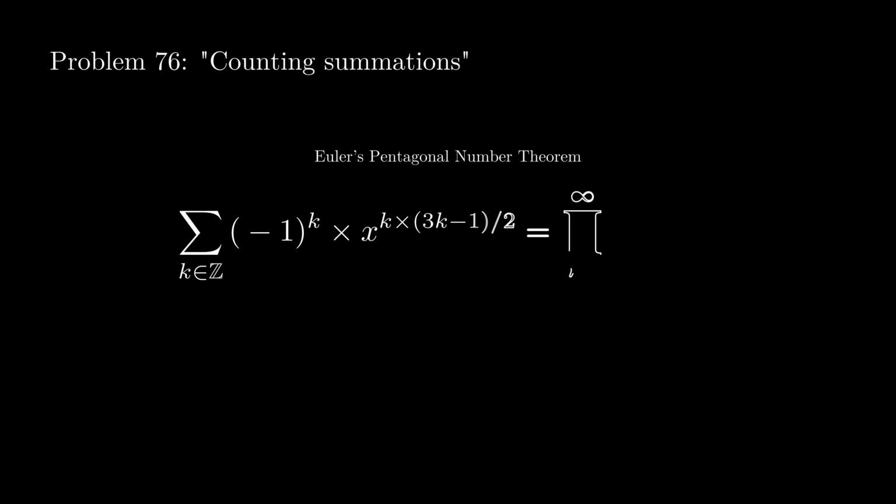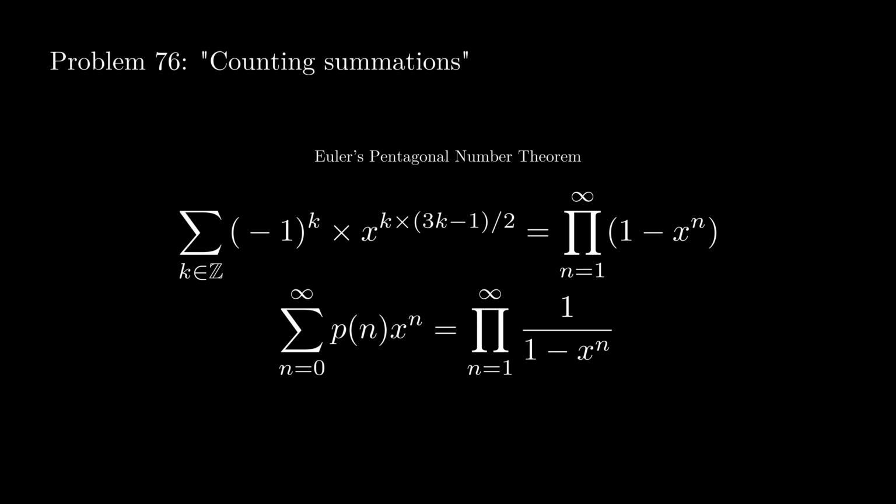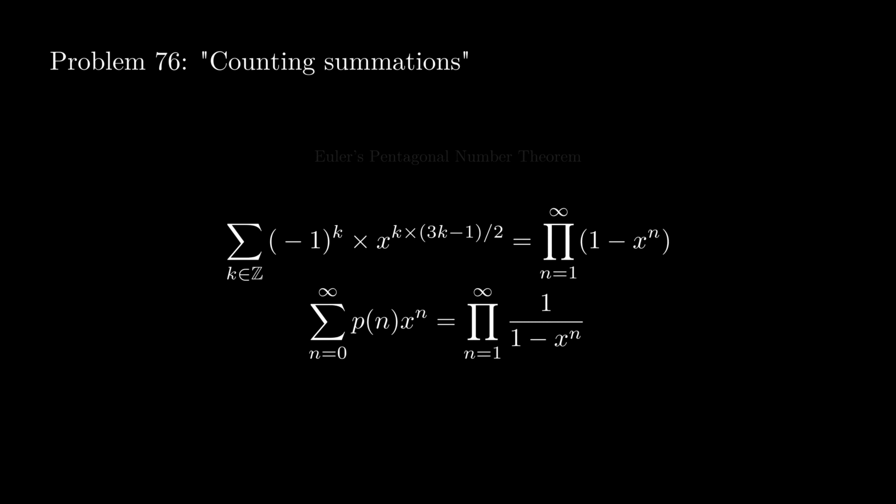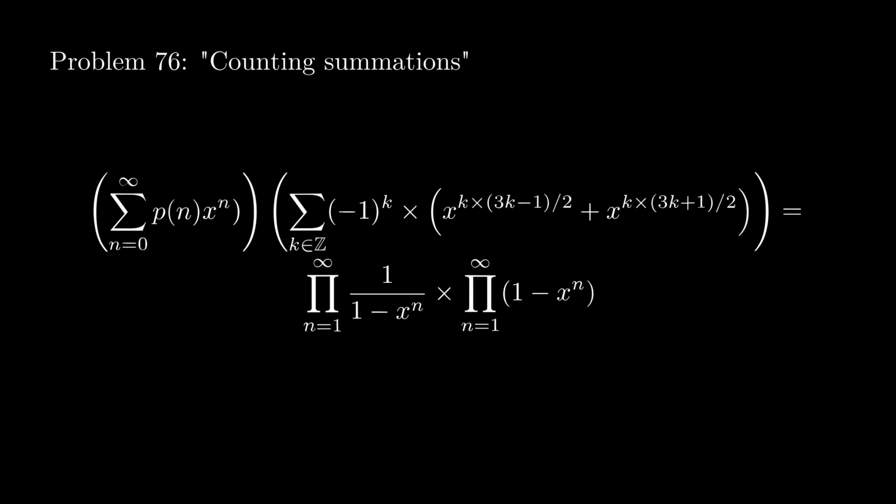Let's start with the pentagonal theorem of Euler, which states the following. This may not seem very helpful, but we can also mention another identity, involving the partition function, and its generating function. Do you notice something here? Well, if we multiply the two identities, we obtain 1. So let's multiply everything all together, which gives us 1 on the right side.